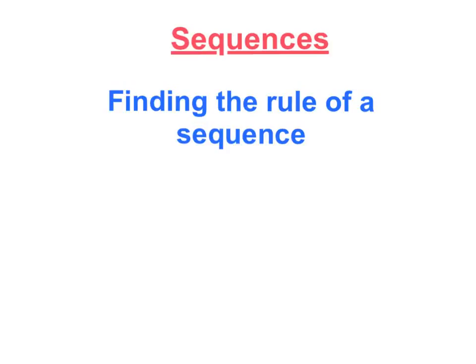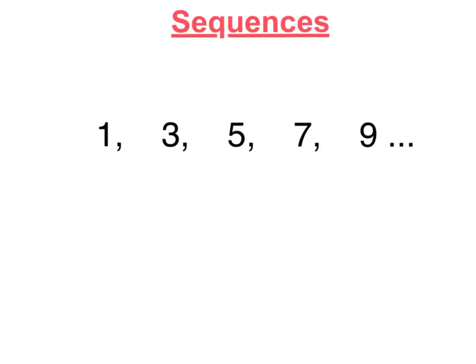This week's clip is on sequences, and we're going to have a look at finding the rule given a sequence of numbers. Okay, so we've been given a sequence of numbers 1, 3, 5, 7 and 9, and a sequence is just a pattern of numbers, and we've got to work out what the rule is for this pattern of numbers. That just means what did we do to get from one number to the next number.